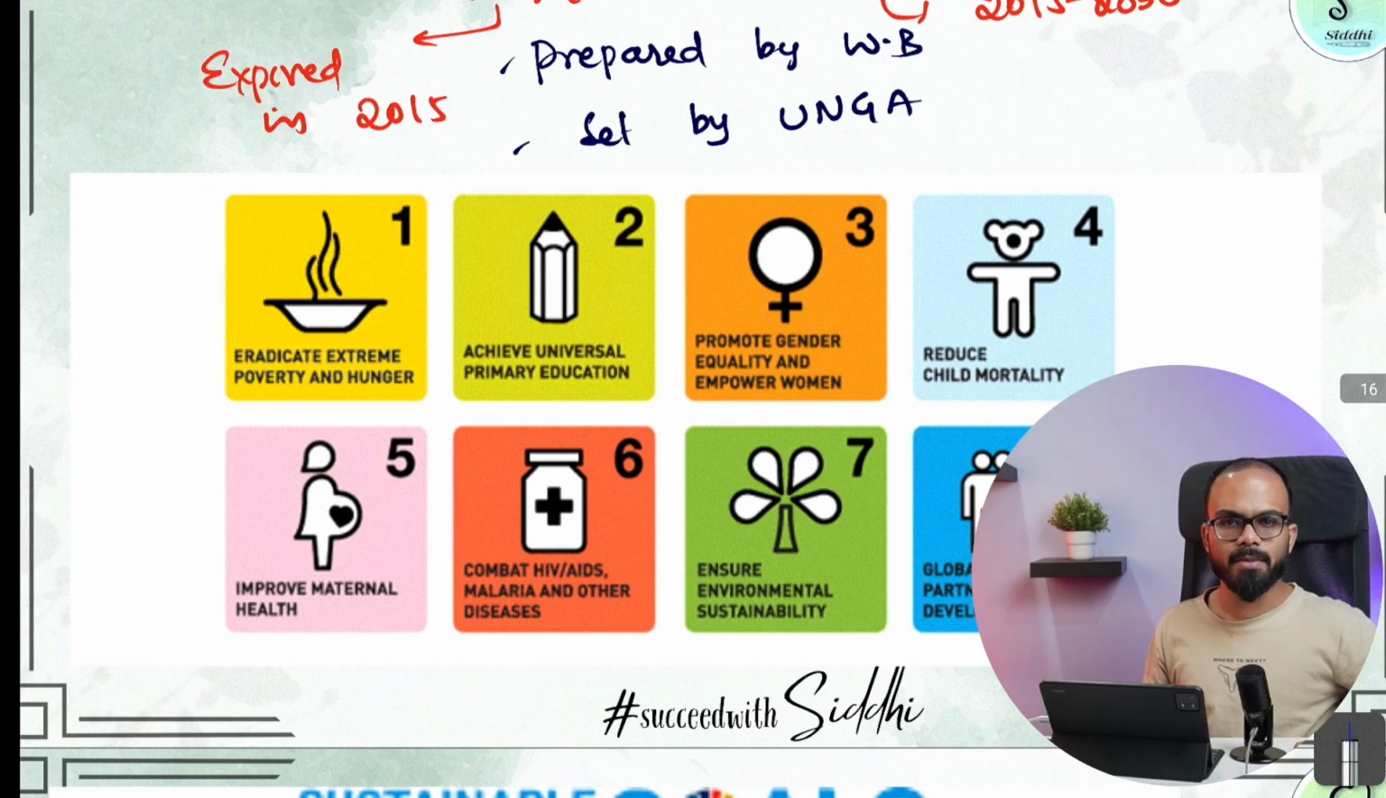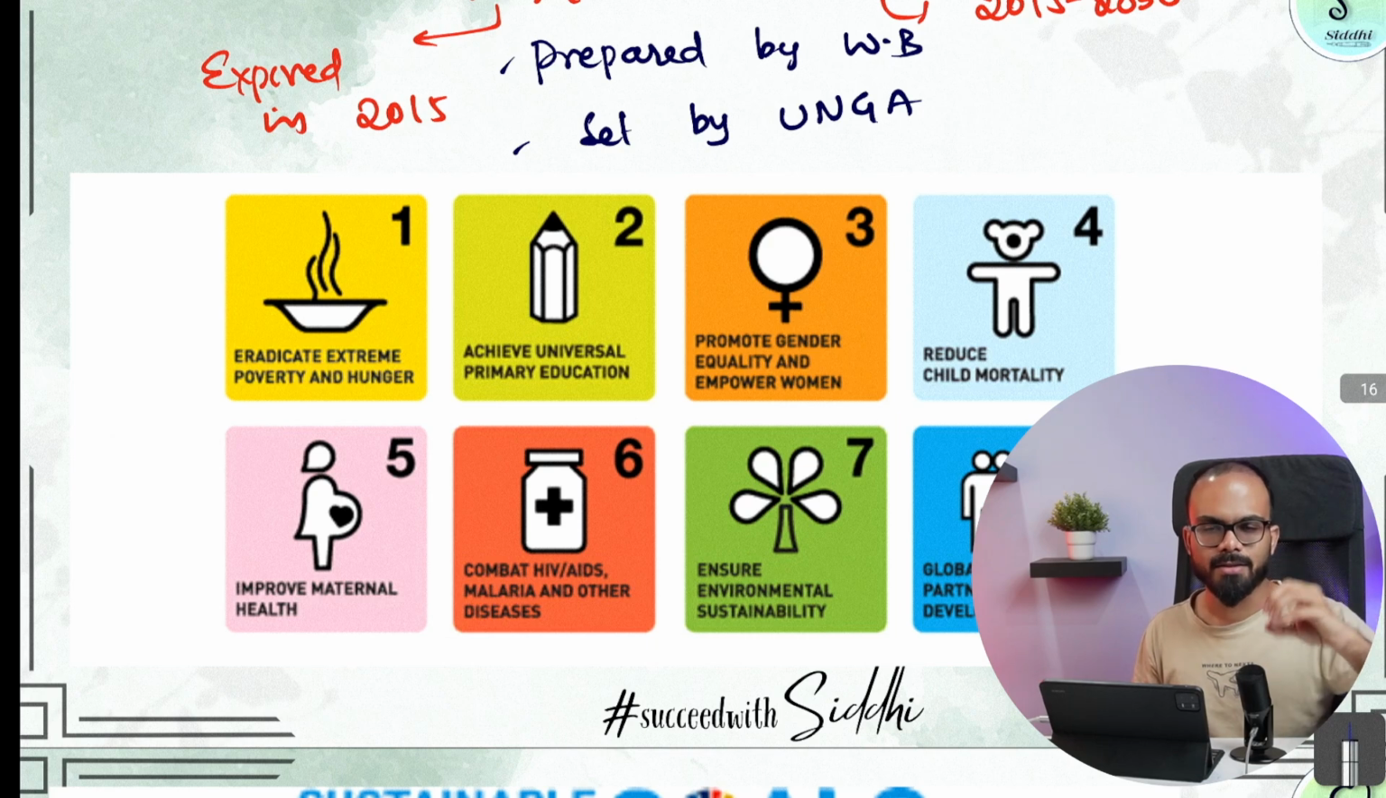And after the Millennium Development Goals expired, we came up with the next set of goals called the Sustainable Development Goals. The premise of these goals is such that as countries progress, it is not just the numbers and the GDP or the economic progress that is important. Welfare is also important.